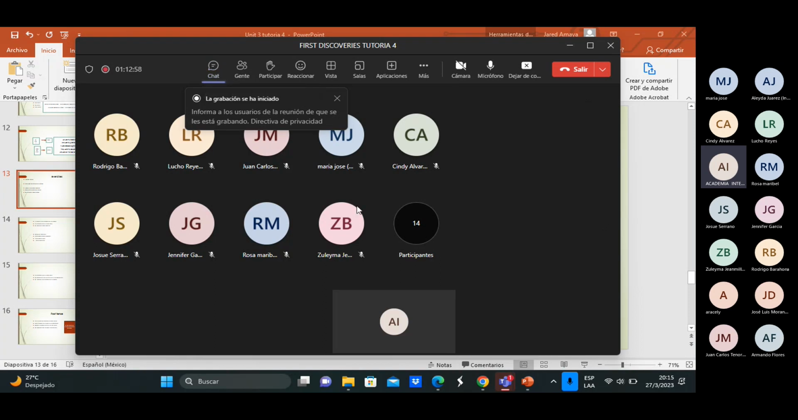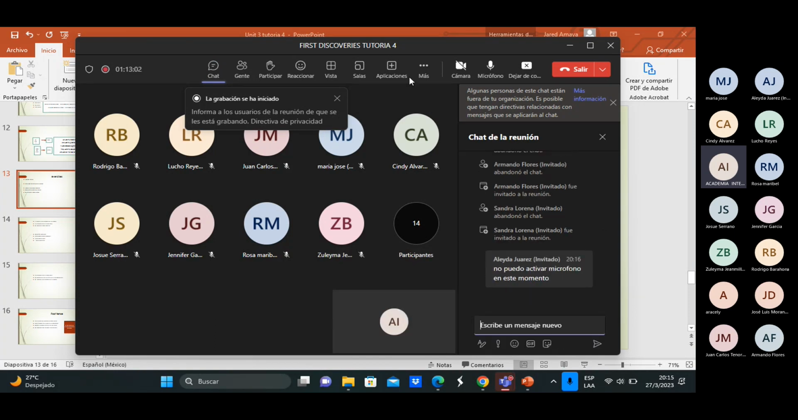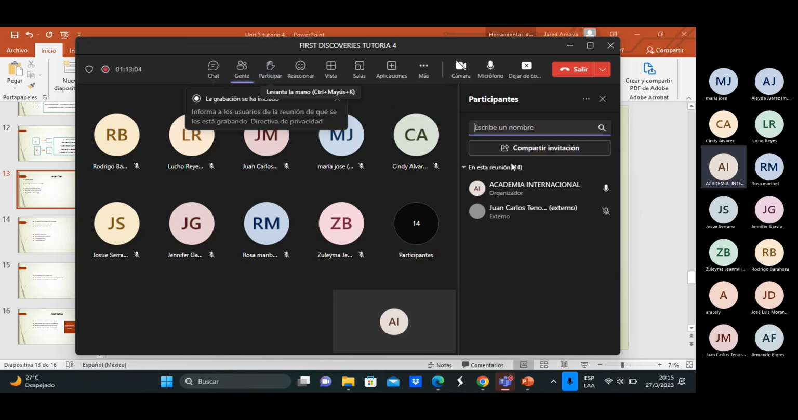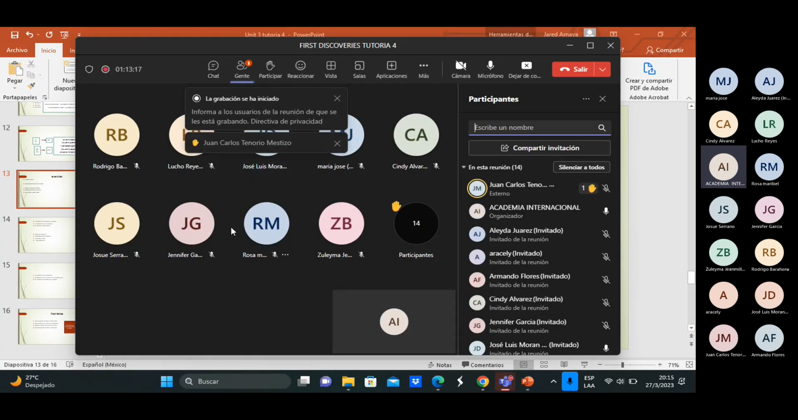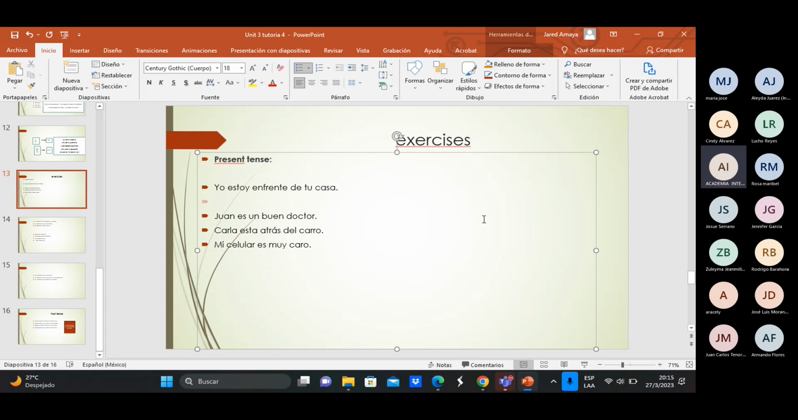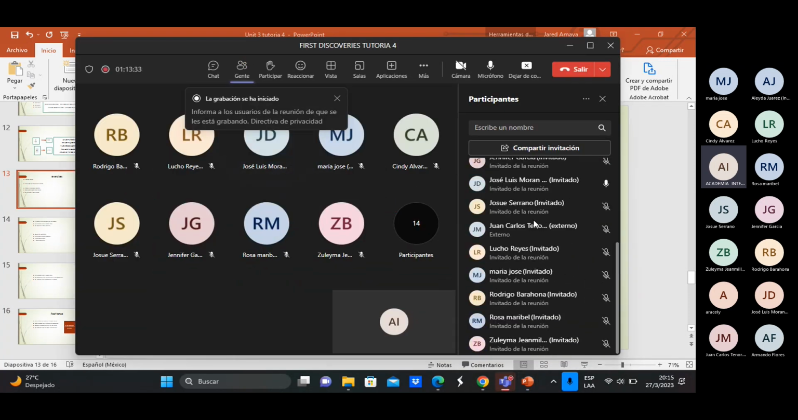A ver. No sé si alguien mandó algún mensaje. Ah, no puede activar el micrófono. Permítame. Solo quiero ver. Me dice ella que no puede activar el micrófono. Hola, hola, ¿me escucha? Sí, lo escucho. Muy bien, perfecto. Vamos con Juan Carlos, sería, ¿verdad? No, Luis Morán. Muy bien. José Luis Morán. Va, José Luis, es que alguien levantó la mano y ahí lo confundí. Pero la idea es que vamos a ir por orden. Yo creo que sí ajustan todas las oraciones. Pero démosle al que quiera participar, adelante. José Luis, adelante.